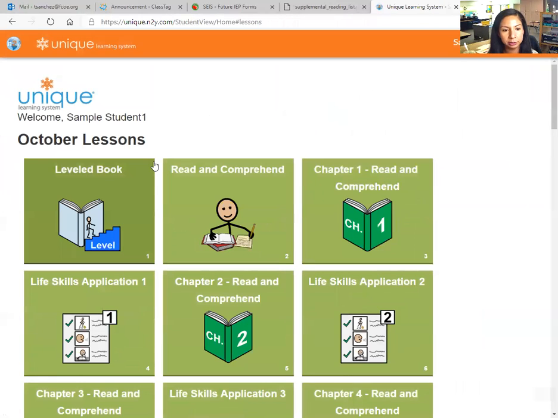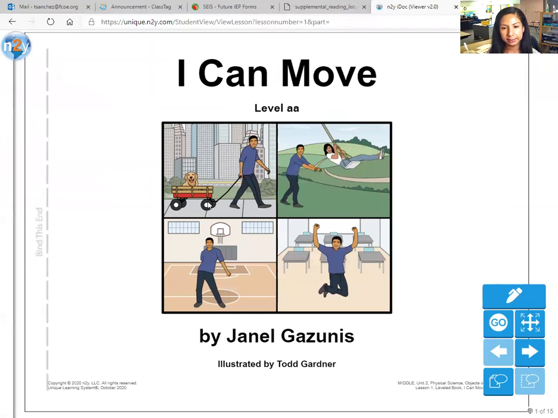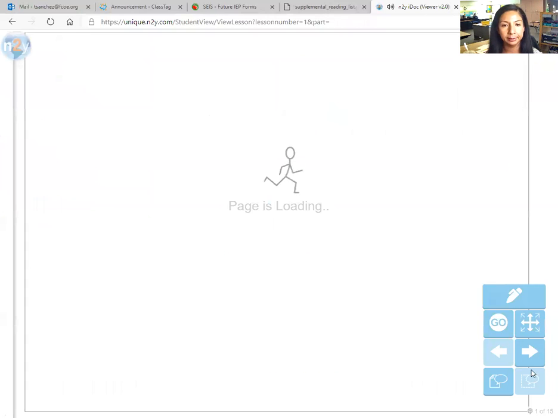So now let's go to the story. Okay, so we read the story in class today, and those of you who are coming to class on Thursday and Friday will read it again. But let's read it together now. I Can Move. Level AA. By Janelle Gazamis. Illustrated by Todd Gardner. Okay, I can move.